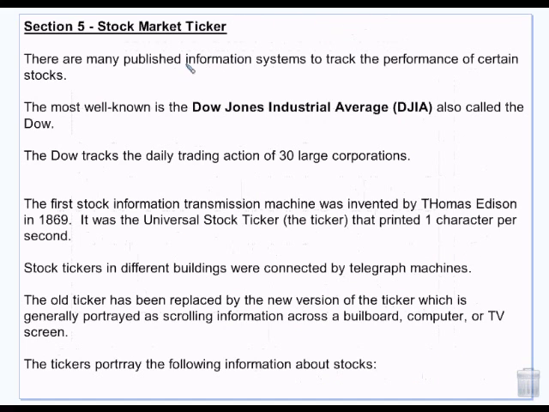We have information systems that track the performance of stocks. Dow Jones Industrial Average, called the Dow. That's what people usually call it, the Dow. The Dow said this, the Dow that, the Dow went up, the Dow went down. It tracks the daily trading of 30 corporations, 30 major corporations. And the trends of those 30 major corporations, when they'll say the Dow closed today at whatever, that's the average of all 30.